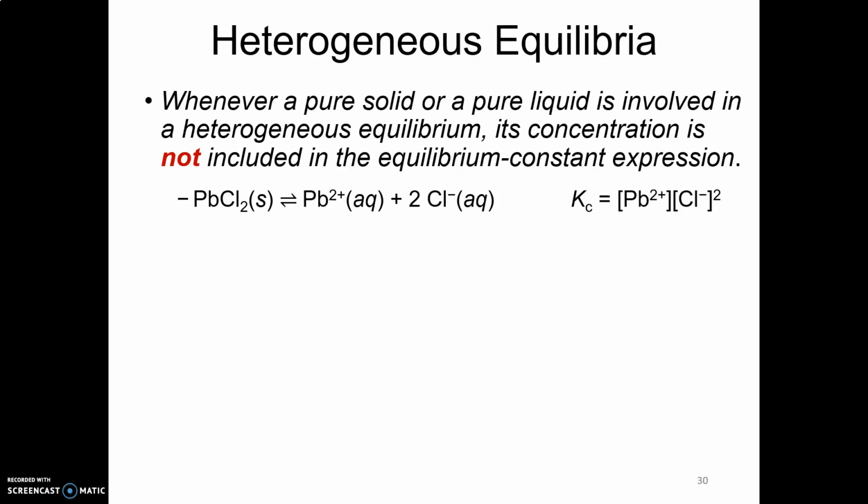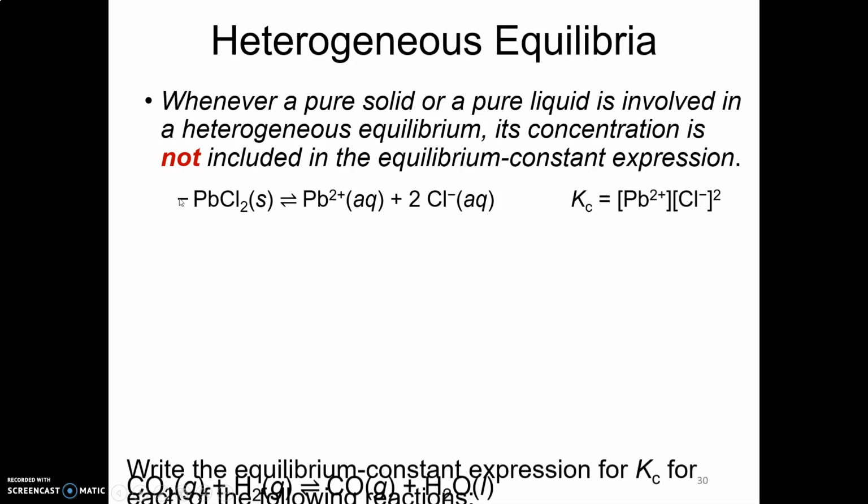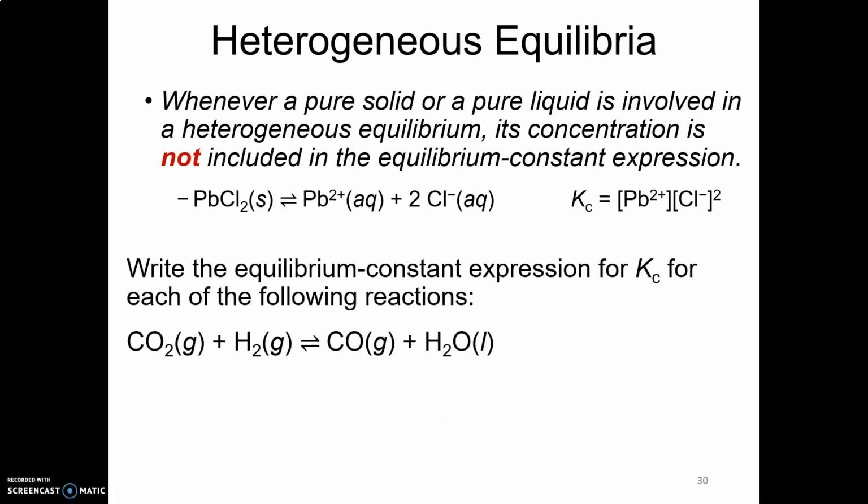So K is always concentration of products over concentration of reactants. So in this case, it would be the concentration of the lead ion raised to nothing, because it doesn't have a coefficient, times the concentration of the chloride ion squared, divided by nothing. And it's divided by nothing because the reactant is a solid, so we would not include it. Let's look at a couple more examples.